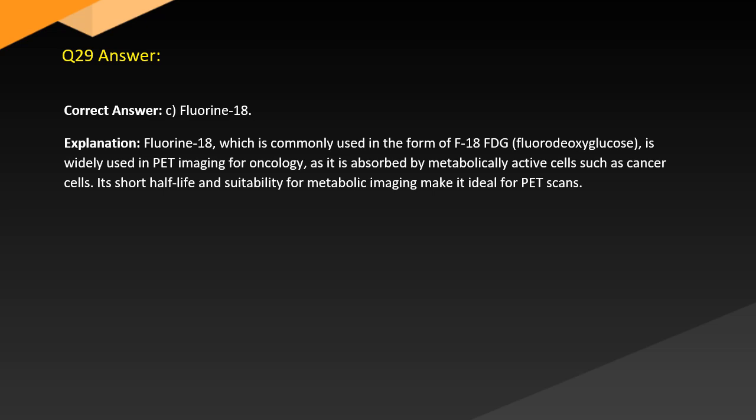Answer. Correct answer: C. Fluorine-18. Explanation. Fluorine-18, which is commonly used in the form of FDG, fluorodeoxyglucose, is widely used in PET imaging for oncology, as it is absorbed by metabolically active cells such as cancer cells. Its short half-life and suitability for metabolic imaging make it ideal for PET scans.